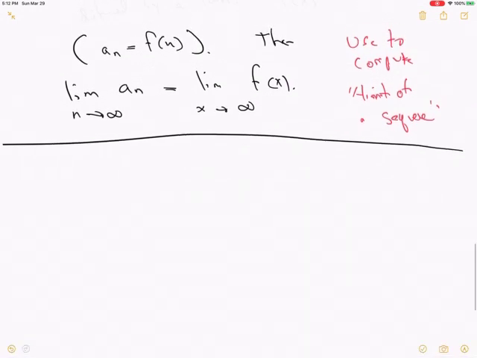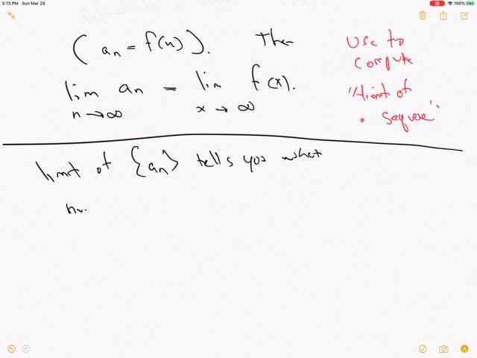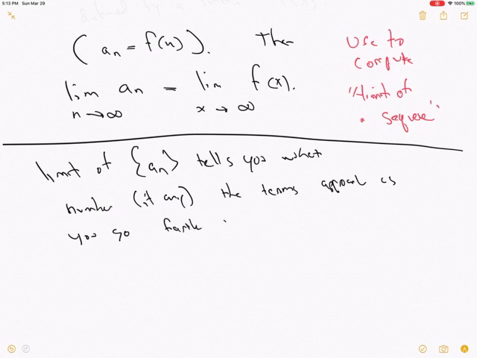So remember that the limit of the sequence a_n tells you what number, if any, the terms of the sequence approach as you go further along in the sequence.